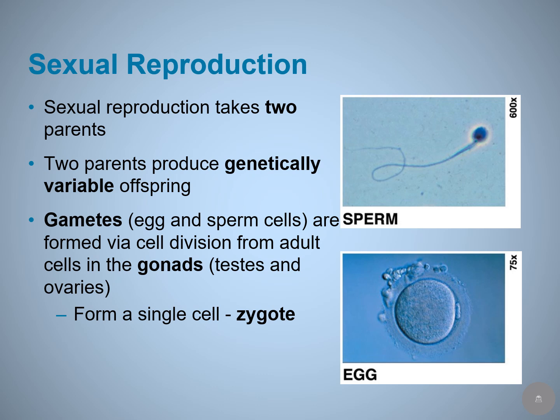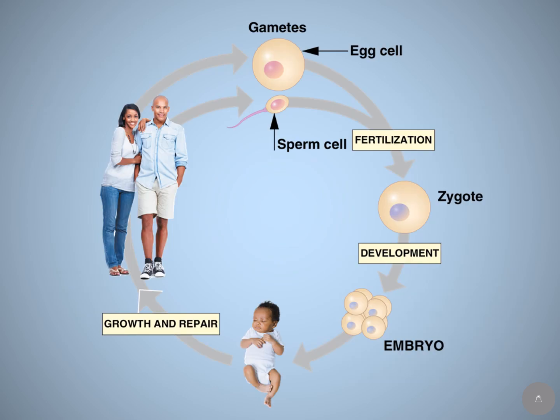You can see on the right, on the top, there's a picture of a male sperm, and at the bottom is a picture of a female egg. Both of these came from cell division in the testes and in the ovaries. Within each of them, there's genetically different DNA, which is why you come out having different genetic DNA than your parents. Just to reiterate here, we have the gametes at the top, which are the sperm and the egg.